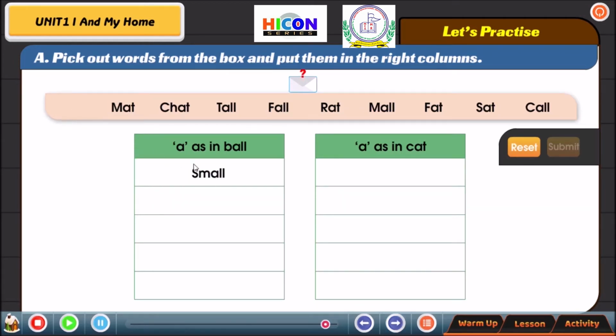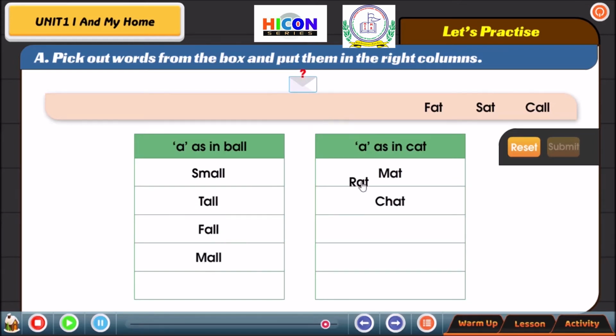M-A-T, mat. C-H-A-T, chat. T-A-L-L, tall. F-A-L-L, fall. M-A-L-L, mall. R-A-T, rat. F-A-T, fat. S-A-T, sat. C-A-L-L, call.